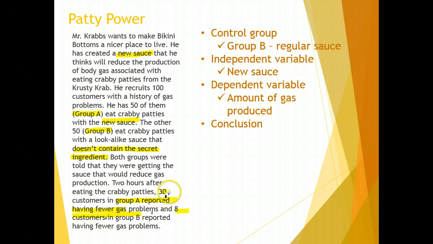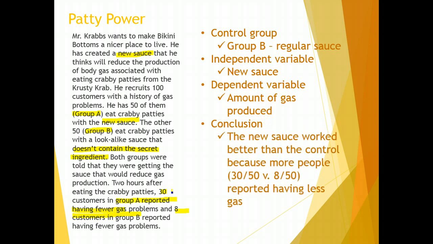Well, if we look at the results, 30 people that got the new sauce reported having fewer gas problems. Only 8 people that did not get the new sauce reported having fewer gas problems. So if 30 out of 50 people reported less gas, that must mean that the new sauce worked. In this case, we could say that the new sauce worked better than the control because more people, 30 out of 50 versus 8 out of 50, reported having less gas. Good. Let's move on to a second example.